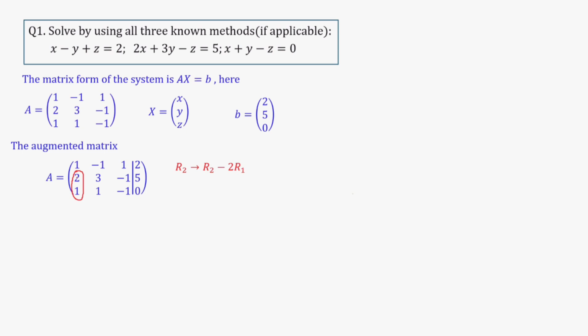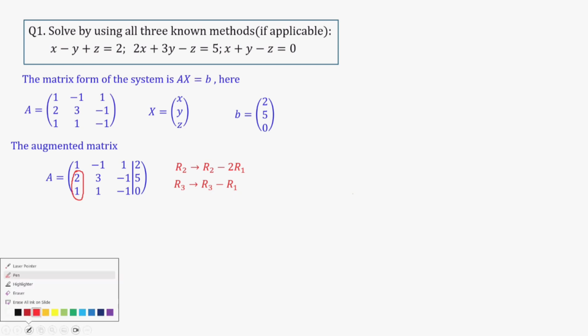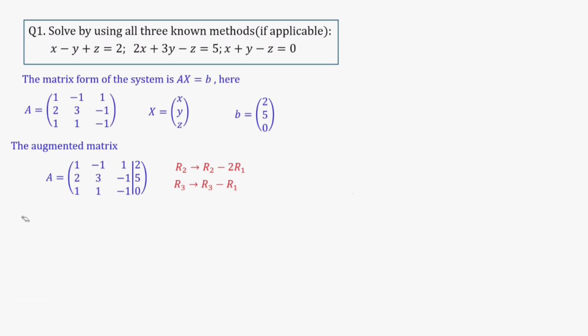So to make this 2 a 0. And then we will do another operation, R3 minus R1 on R3. So this will make this entry 0. So let's add that. We will do this operation.